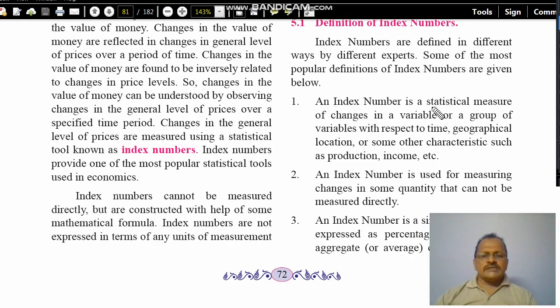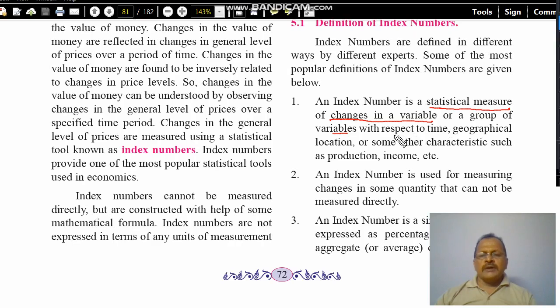Index number is a statistical measure. That means it measures something. What does it measure? It measures changes in a variable or changes in a group of related variables with respect to time or geographical location or some other characteristic such as production, income, etc.